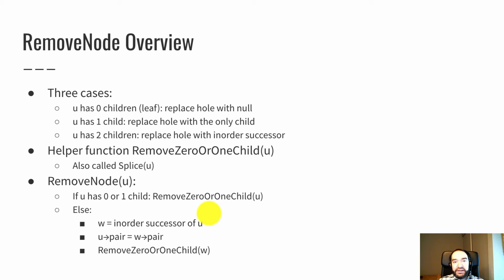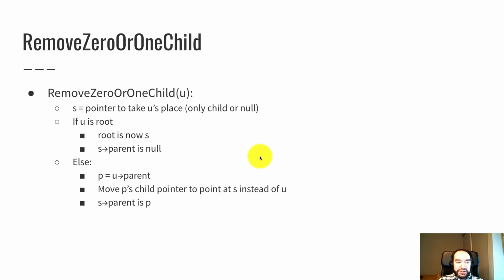Remember that a successor node, by definition, has no left child. Therefore, a successor node always has 0 or 1 child. So this remove 0 or 1 child function can handle this for us. The reason we created this remove 0 or 1 child operation is because remove node needs to do that operation of removing a node that certainly has 0 or 1 children, but there's 2 times it might need to do it. So rather than copy pasting that code, we factor that out into its own helper function.